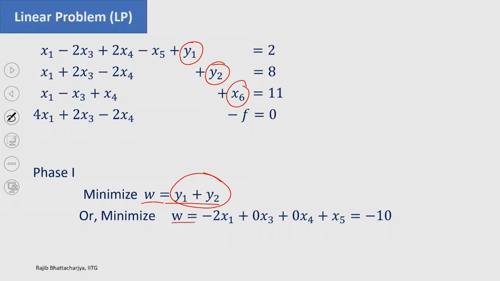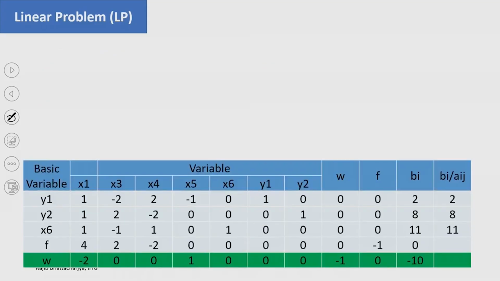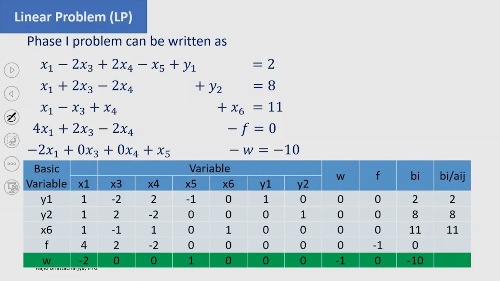So, if I write w equal to minus twice x 1 plus 0 x 3 plus 0 x 4 plus x 5 equal to minus 10. Let us put it in the simplex table. So, here this is the original objective function and this is the phase 1 objective function. So, initially we will try to minimize this objective function.